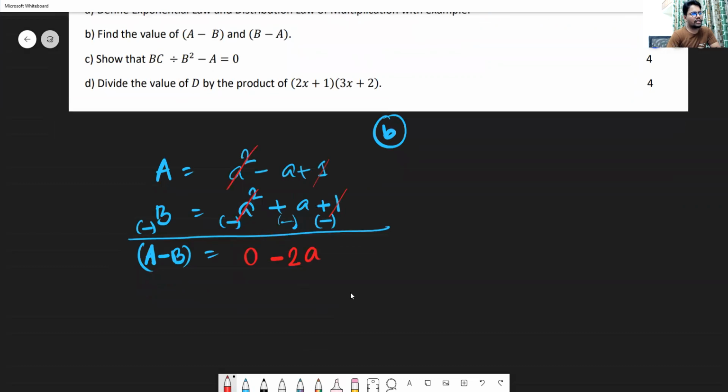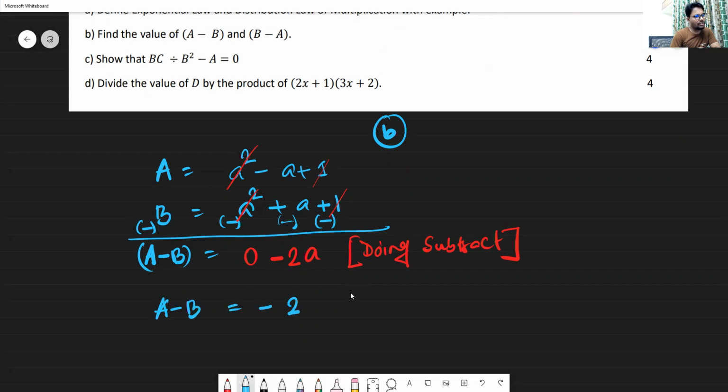So here we can give the side note, doing subtract or subtracting. Okay, now A minus B, finally we can say here A minus B is equal to minus twice A, and this is our answer.